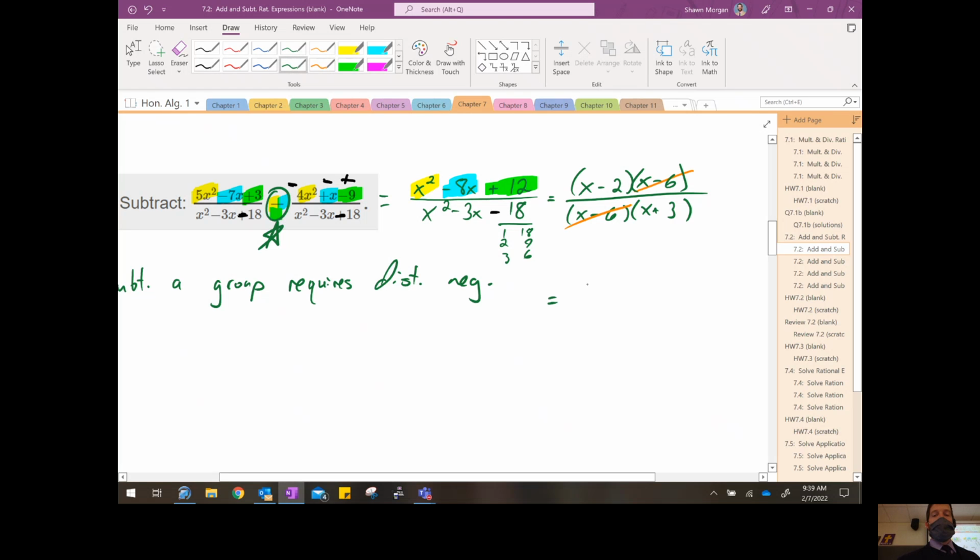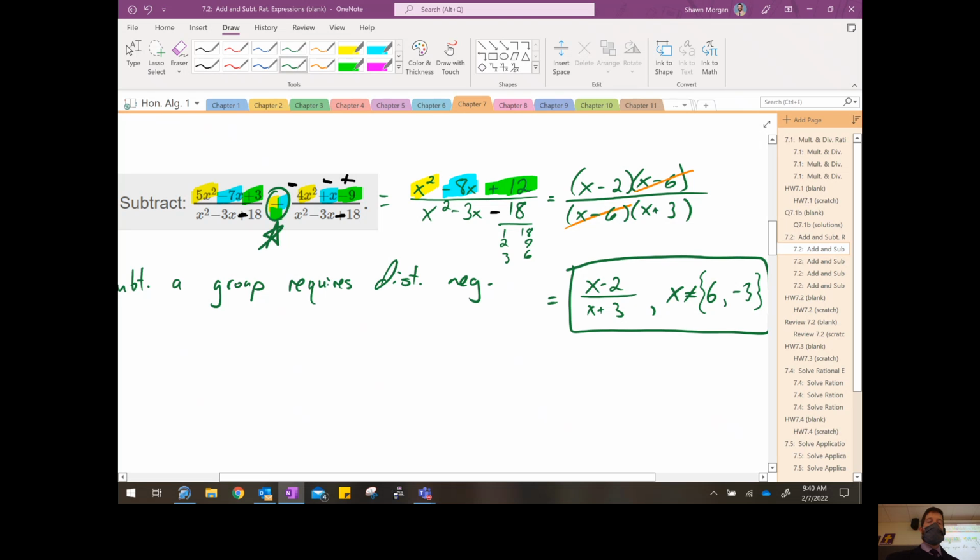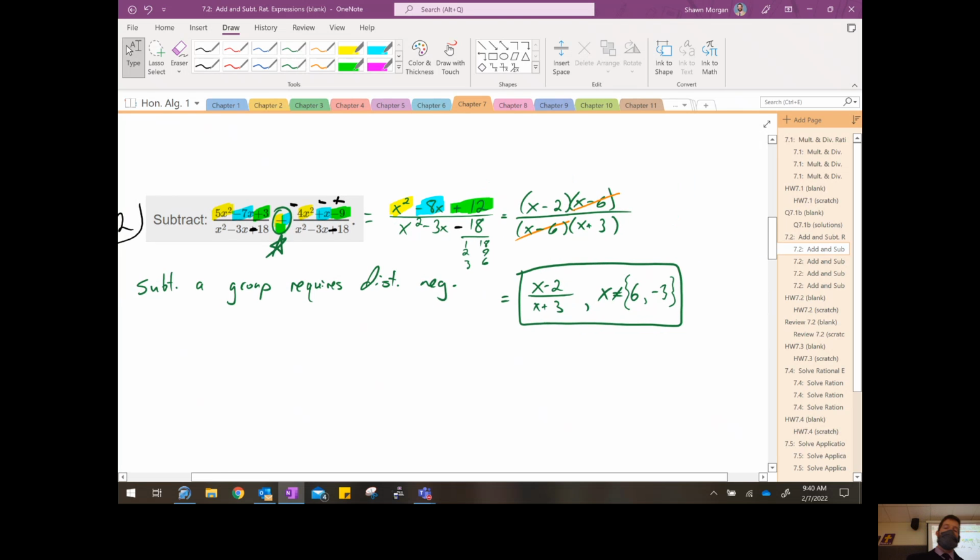So your final answer here would be x minus 2 over x plus 3, and we're going to have a couple of restrictions here. What would our 2 restrictions be in this case? Again, before we canceled, if 6 was a problematic factor, and if negative 3 is a problematic factor, we need to cancel those bad boys out. So x cannot equal 6 or negative 3. And as Grant pointed out, I know the instructions didn't say, hey, please list restrictions, but we're exercising here. We're practicing.